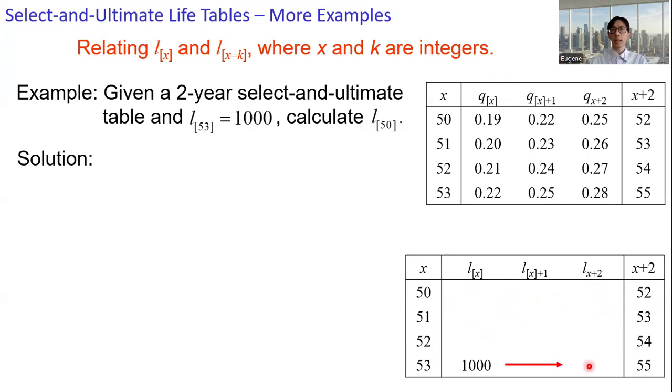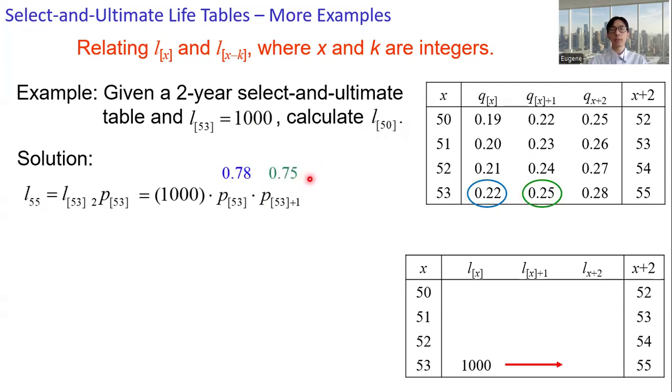All right, we get L55. So L55 is L53 times 2P53. The 53 is the select age. We need to get P53 and P53 plus 1, which is 0.78 and 0.75 respectively. Upon calculation, we get L55 is 585.